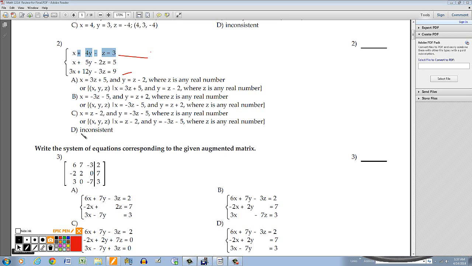Okay, so we know that D is not the answer. Inconsistent means no solution, so this was an infinite solution. So what we do in this type of problem is take the two that are different. Actually, equation number 1 and number 3 are the same. They're just multiples of each other. So I'm going to take the first one and solve for x and y in terms of z. So I'm going to bring the z terms over to the right.